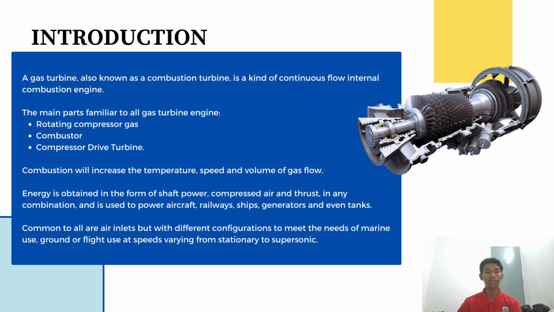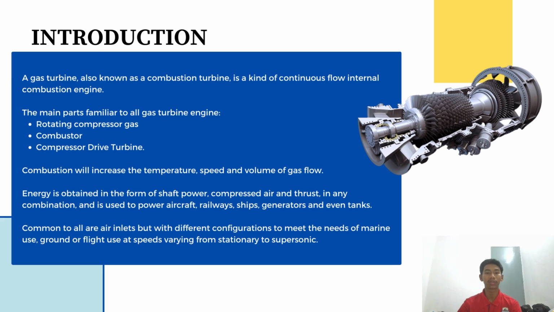Energy is added to the gas flow inside the burner, where air is mixed with the fuel and burned. Combustion increases the temperature, speed, and volume of the gas flow. It is directed to the nozzle through the blades of the turbine, turning the turbine and the compressor. Energy is obtained in the form of shaft power, compressed air, and thrust, and is used to power aircraft, railways, ships, generators, and even tanks.